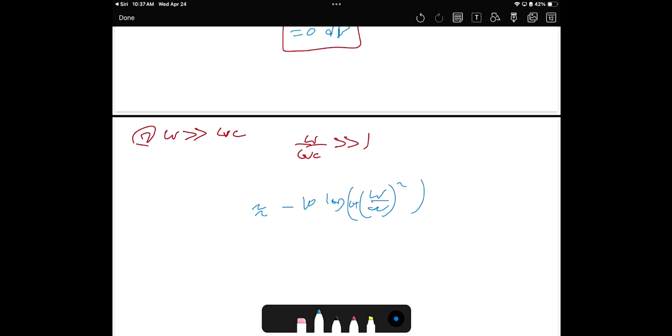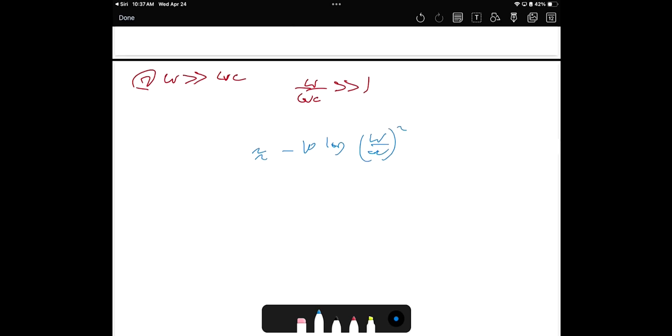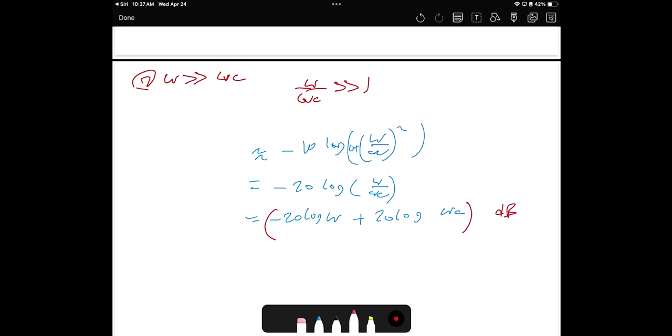So the answer will be, multiplying by 2 after removing the square, negative 20 log of omega over omega c. Then we can do the subtraction, which is negative 20 log of omega plus, because negative becomes positive, 20 log of omega c. So it will be a function, because this one is constant, this one is the function.